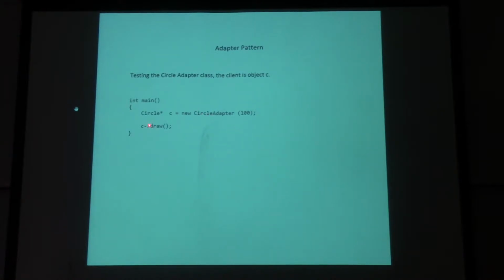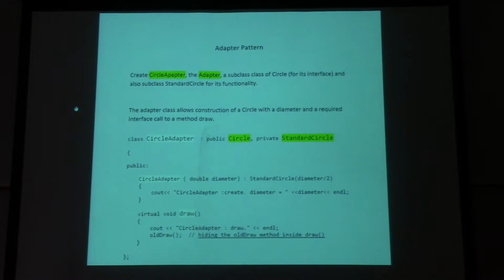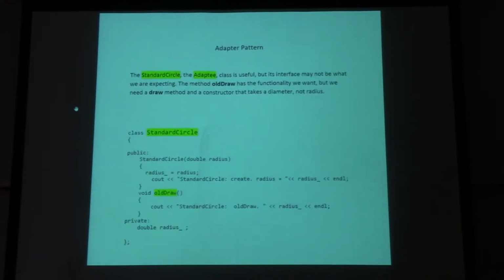Even though there's no draw method in a circle adapter, the circle adapter will simply have the draw method call the old draw, and the old draw will draw a circle with a radius of 50. So I'll get the behavior of the legacy code, and the legacy code is simply the standard circle. So that's legacy code. And typically adapters are used when we're trying to use something that pre-exists as a different interface than our new system is using.